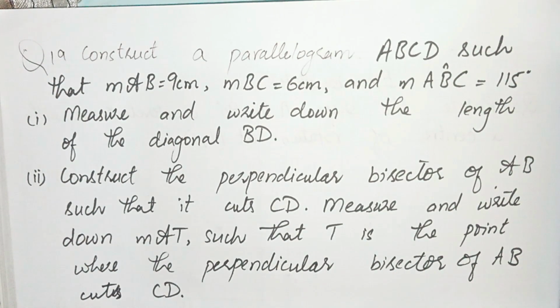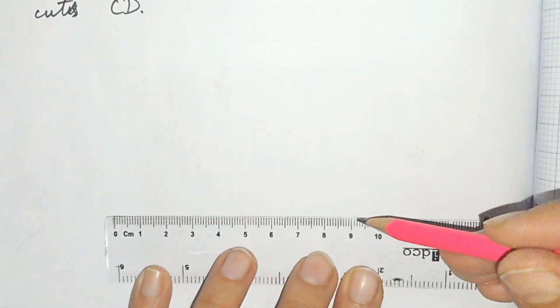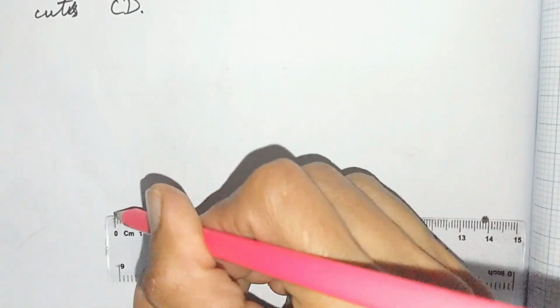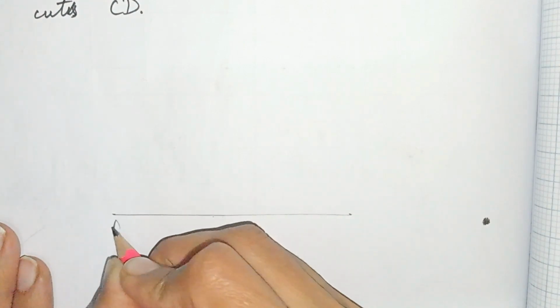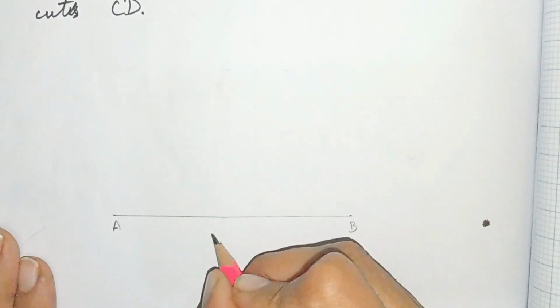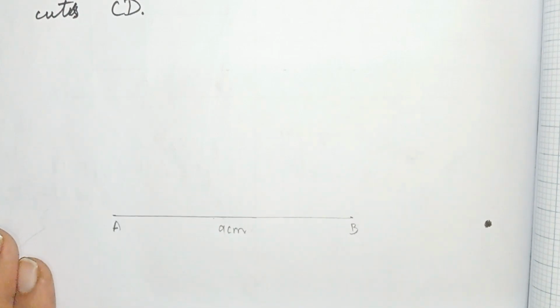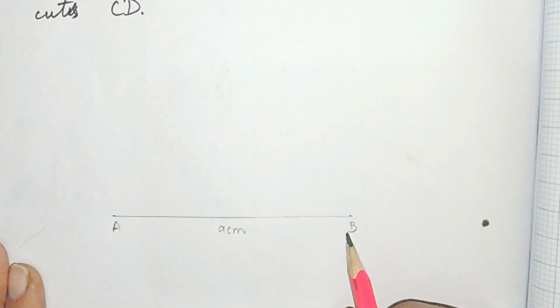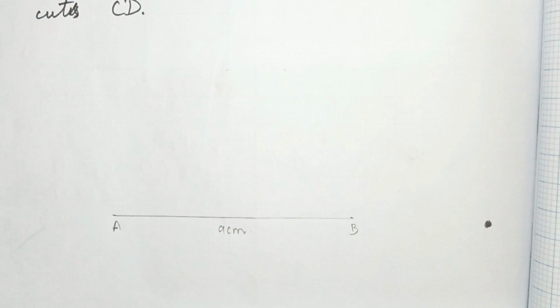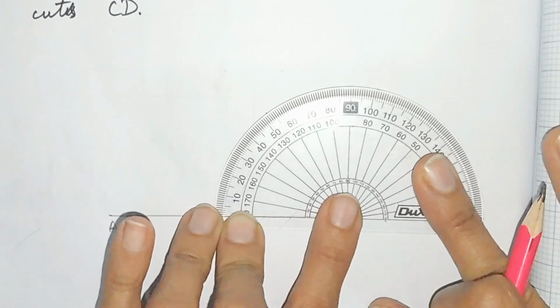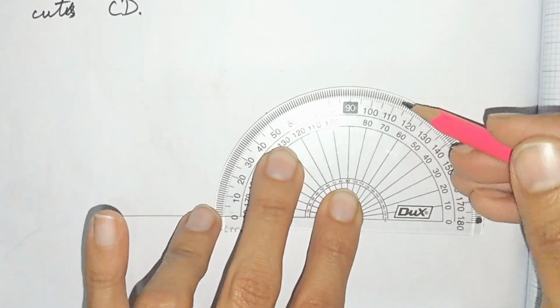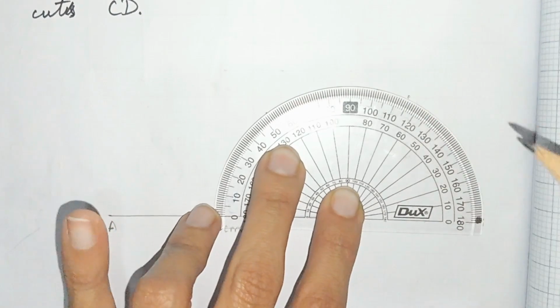I am drawing the line 9 centimeter. This is 9 centimeter and this line is AB, 9 centimeter. Now at point B, I am drawing the angle of 115. Using protractor, mark the angle 115. This is 100, 110 and 115. This is the angle of 115.